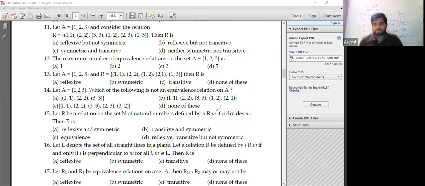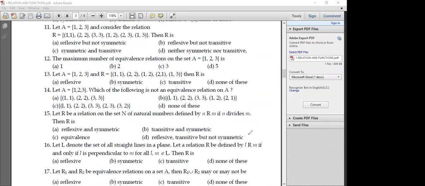Not symmetric, because 2 divides 4, but 4 doesn't divide 2. Transitive, yes: 2 divides 4, 4 divides 8, definitely 2 will divide 8. Therefore, it is transitive and reflexive, but not symmetric. So the correct option is option D, reflexive and transitive, but not symmetric. Am I clear? Yes, sir.